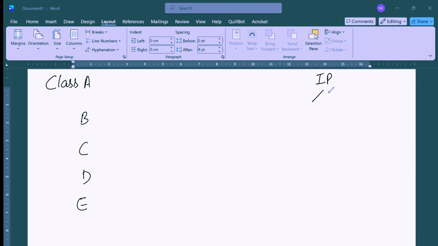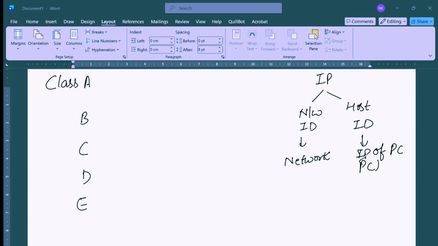But firstly, you need to understand that every IP address will have two parts. The first part is called the network ID and the second part is called the host ID. Network ID is used to uniquely identify the network in which a computer or device is, and host ID is used to represent the IP of the PC. It is a unique identification of the PC.